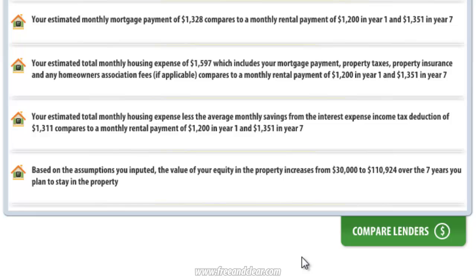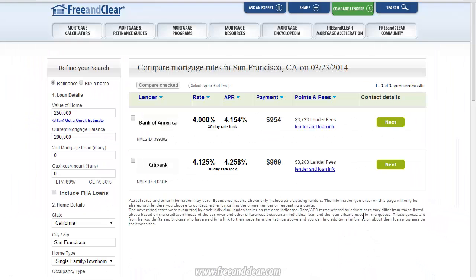After you've reviewed the calculator scenarios that apply to you, you can click on the compare lenders button at the bottom of the outputs and review a table with interest rates and fees for lenders in your area.